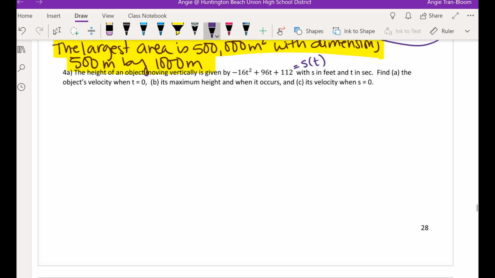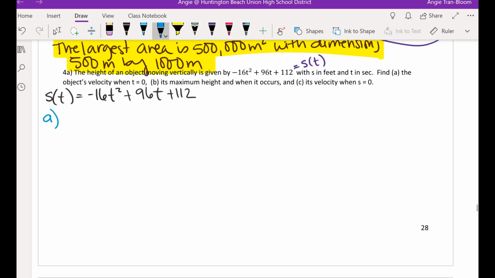B, find its maximum height and when it occurs. And C, find its velocity when the position is 0. So let's start executing this. As you know, let me copy down the position again because I need to take the derivative. The position is negative 16t squared plus 96t plus 112. Part A says, find the object's velocity at 0.